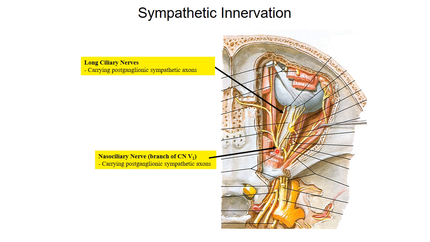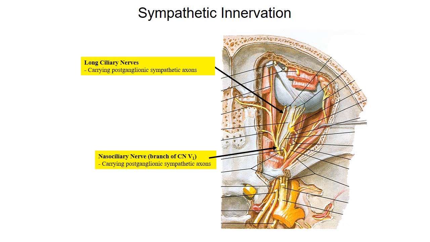And this is another branch of V1, mostly cutaneous. It's going to be sensory to those ethmoid air cells I told you about earlier. It's also going to give rise to another cutaneous branch that's minor and insignificant. I'm not going to tell you about it. The reason I'm telling you about it is because of these guys right here. Coming off the nasociliary nerve are things called long ciliary nerves that enter the back of the eyeball. And these are carrying postganglionic sympathetic axons. So this is sympathetic innervation right there.